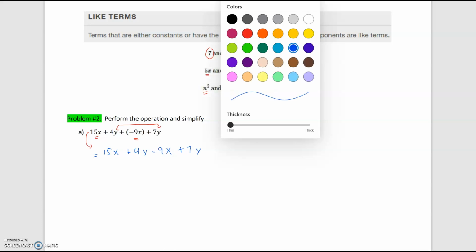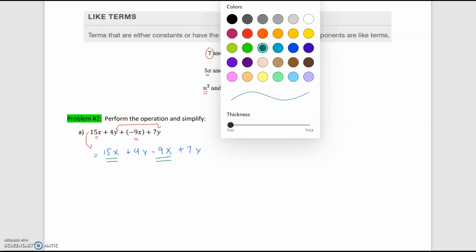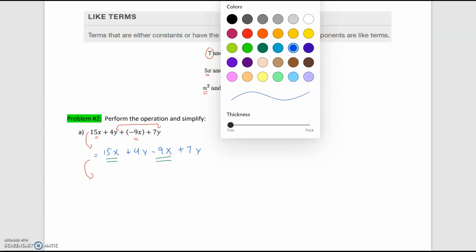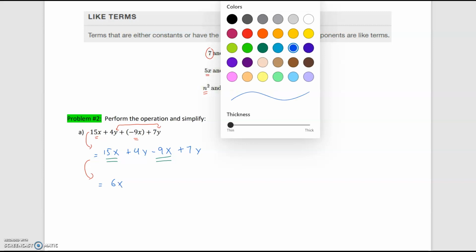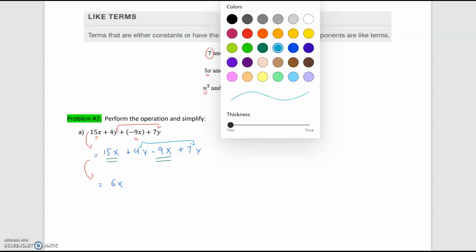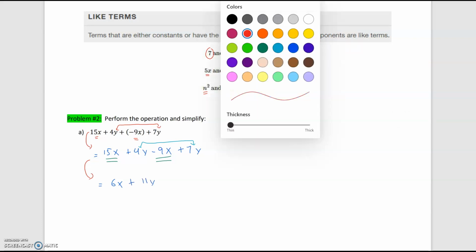And then in the next step, I'm going to combine the x's. So technically here we have 15x and we're adding negative 9x. So this is going to give us positive 6x. So this is equivalent to 6x. Next, we're going to be adding the y's. So here we have 4y plus 7y. That's going to give us a total of 11y. So plus 11y. That's our final answer.